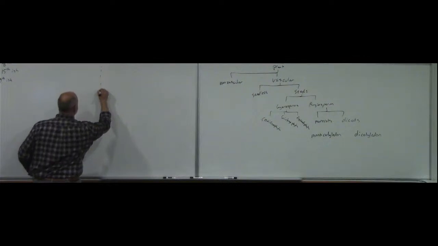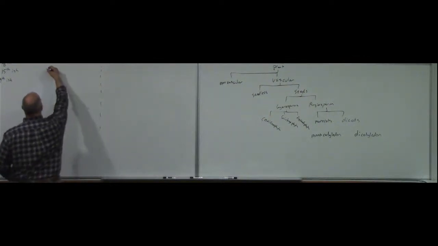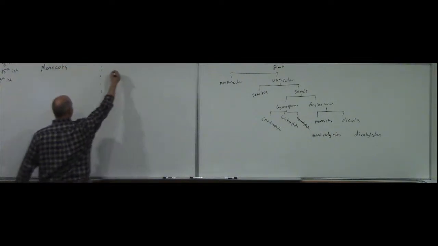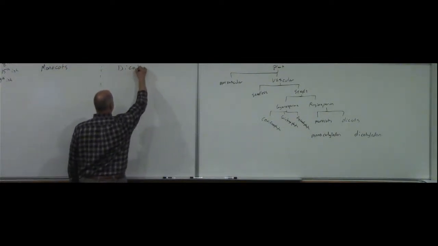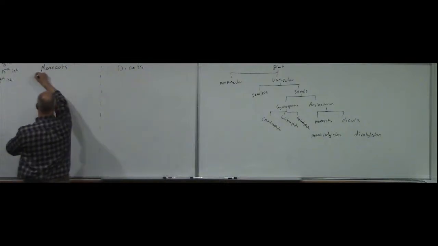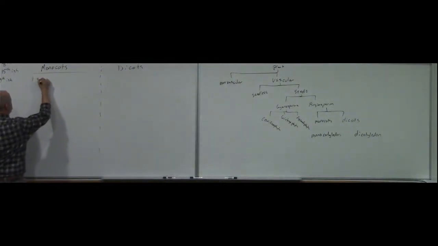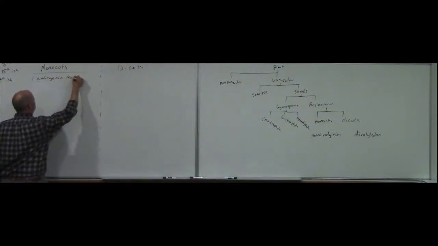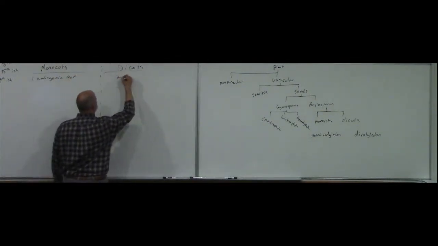So we're going to go here. We're going to go monocots. We're going to go dicots. Okay, so the number one characteristic is that this has one embryonic leaf, right? This has two embryonic leaves.